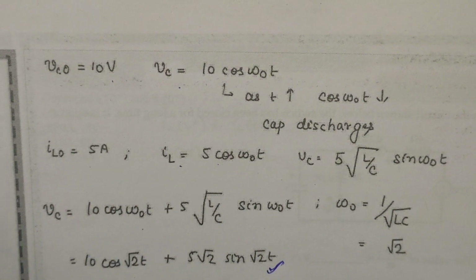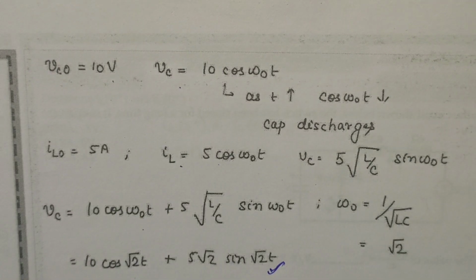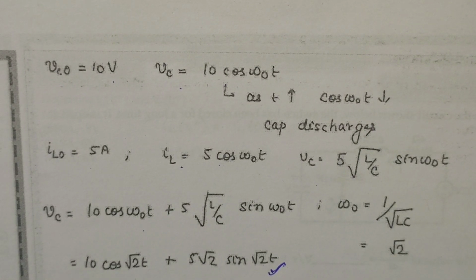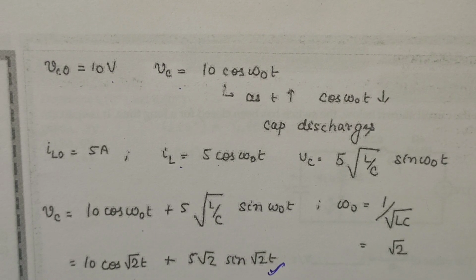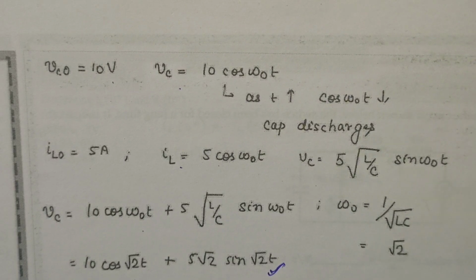So with the initial voltage across the capacitor, you will find the voltage across the capacitor. With the initial current through the inductor also, you will find the voltage across the capacitor. The main aim of the initial inductor current and the initial capacitor voltage is to find the voltage across the capacitor from each and add those two values.